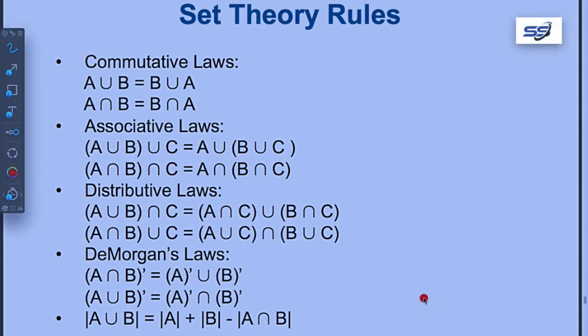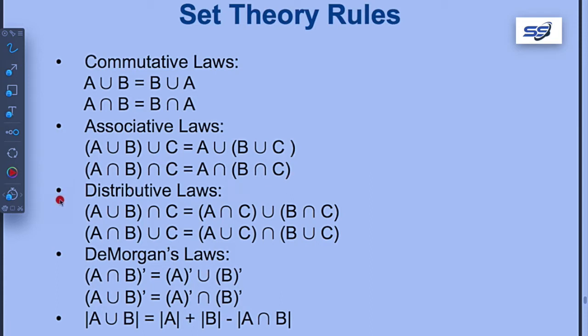Now see here some basic set theory rules. Given us first here commutative laws: A union B is equal to B union A. A intersection B is equal to B intersection A. Associative law: (A union B) union C is equal to A union (B union C). (A intersection B) intersection C is equal to A intersection (B intersection C).